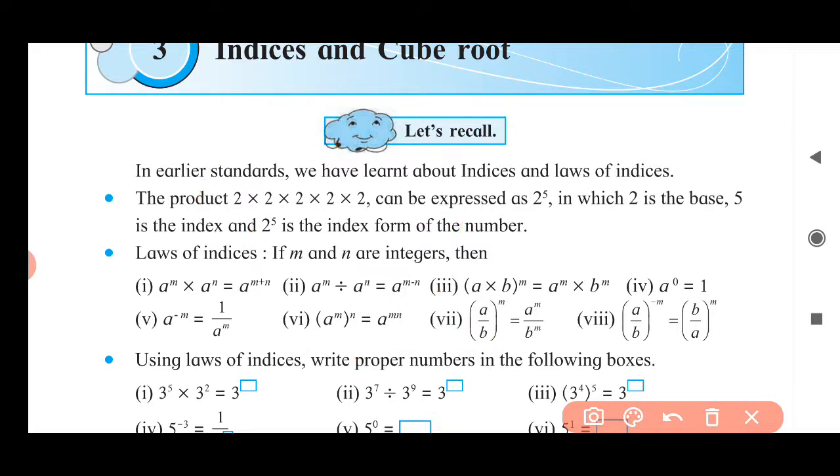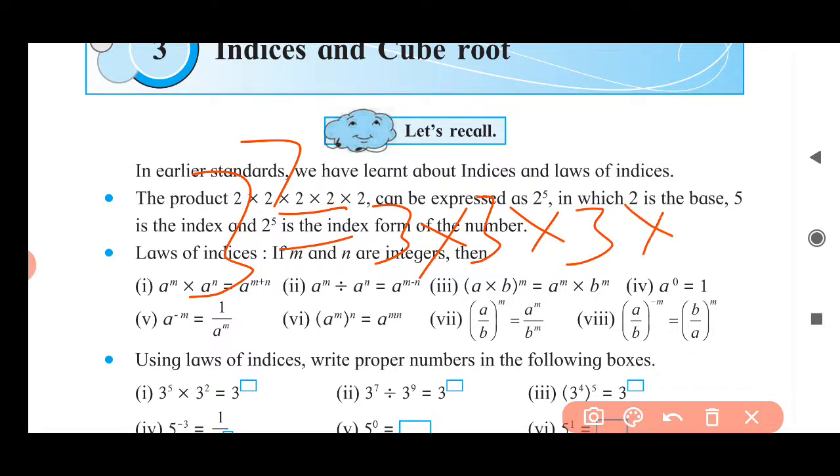Here 3 raised to 7 means what? Number 3 is given 7 times and then multiplied. 3, 1 2 3 4 5 6 and 7.